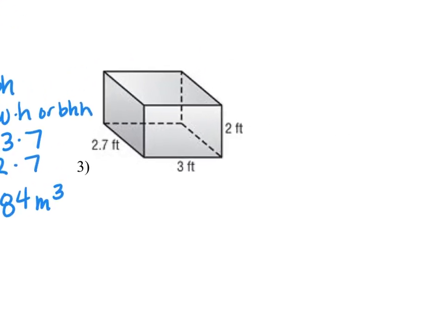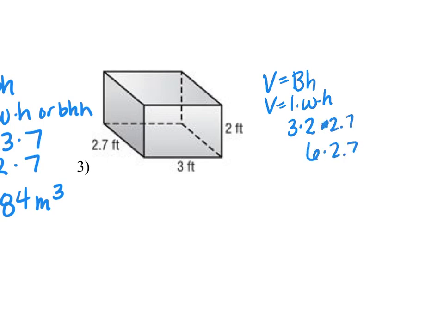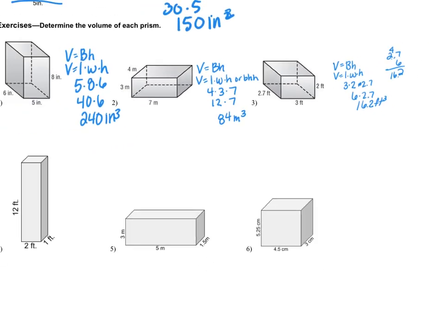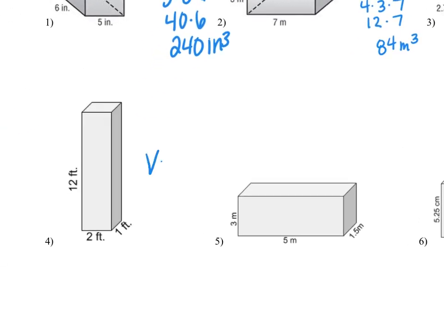Okay, number 3. Volume is length times width times height. And we're going to say 3 times 2 times 2.7. So 6 times 2.7. I don't know that off the top of my head. So I'm going to go over here and multiply, and I got 16.2 feet cubed. Okay, so set up this one right here. Okay, and solve it on your own, and then we're going to talk about it in just a second.